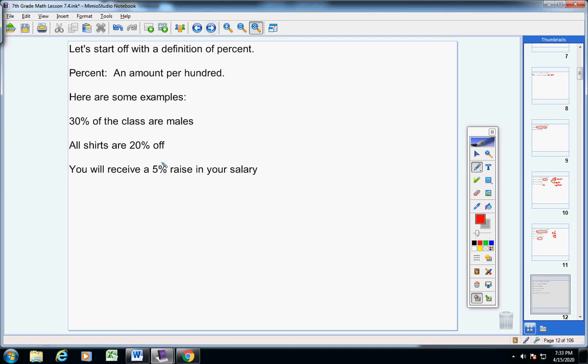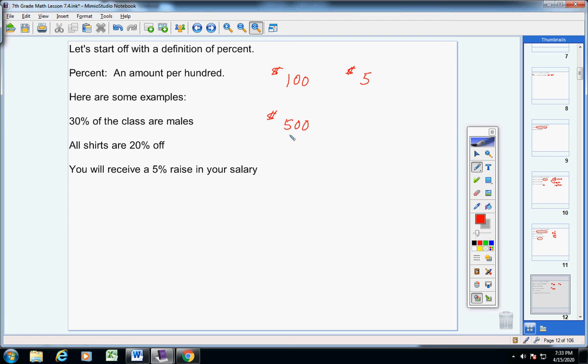Okay, you're going to receive a 5% raise in your salary. That means every $100 in your salary, you're going to get an extra 5. So for example, let's say your salary is $500 per week. Got it?